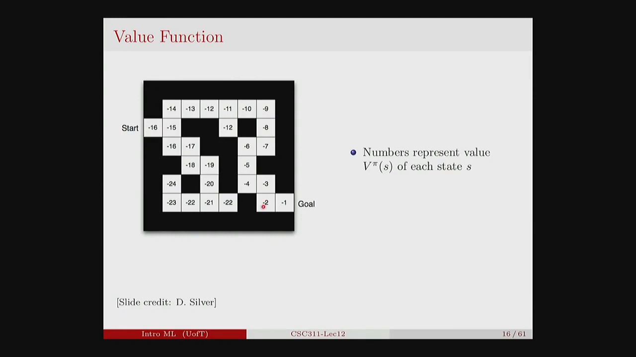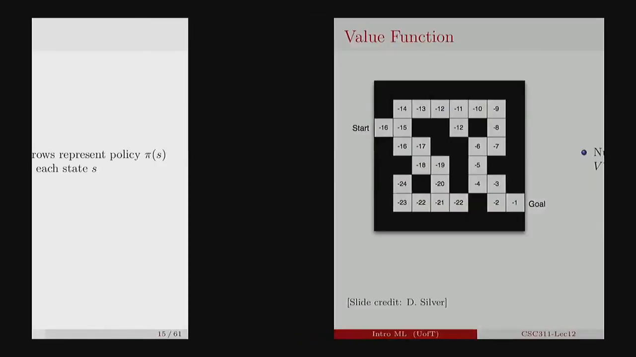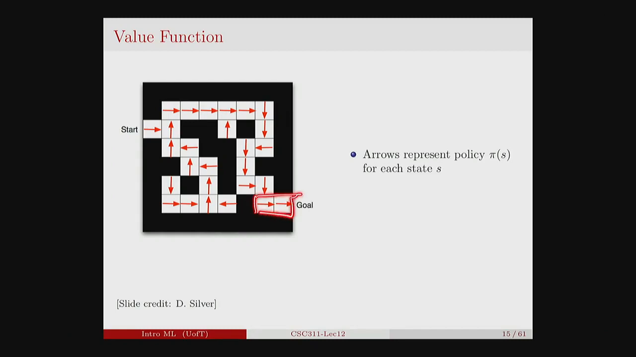Let's go one step back. At this state in this maze, the value of this state is -2. It's indicating to you that you need to pay a cost of at least 2 steps to eventually reach the goal under policy pi.